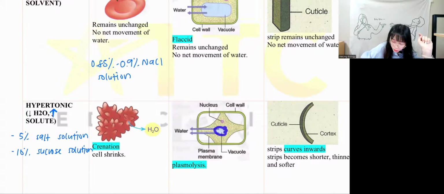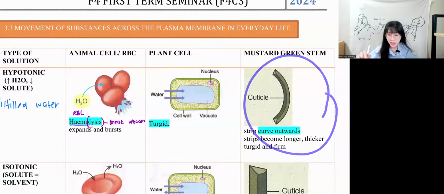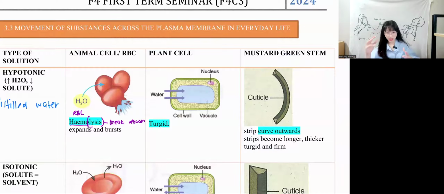The vacuole becomes smaller in size. The plasma membrane pulled away from the cell wall. We call this plasmolysis. Actually, when we are looking at a plant cell, animal cell, or even a mustard green cell, we have to know how to draw. We're going to start from the red blood cell first. I'll come back to the mustard green cell later, because it requires a bit of thinking.